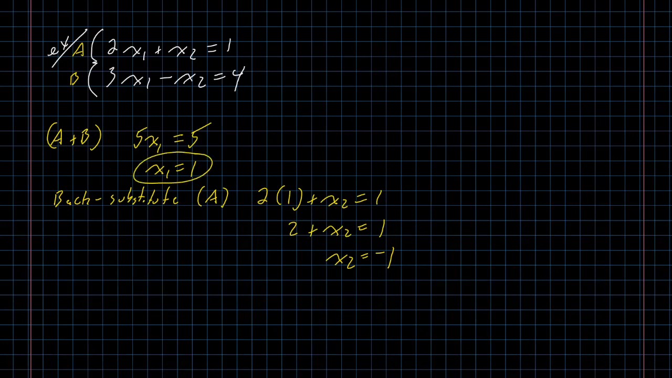So we have that x1 is 1. We have that x2 is negative 1. Our solution as a vector is 1, negative 1. And if we want the solution set of every solution, well, that's the only solution. So let's just put it in some curly braces.